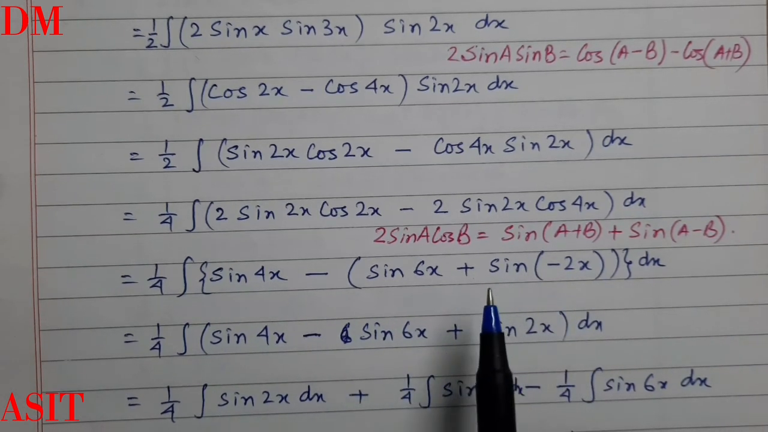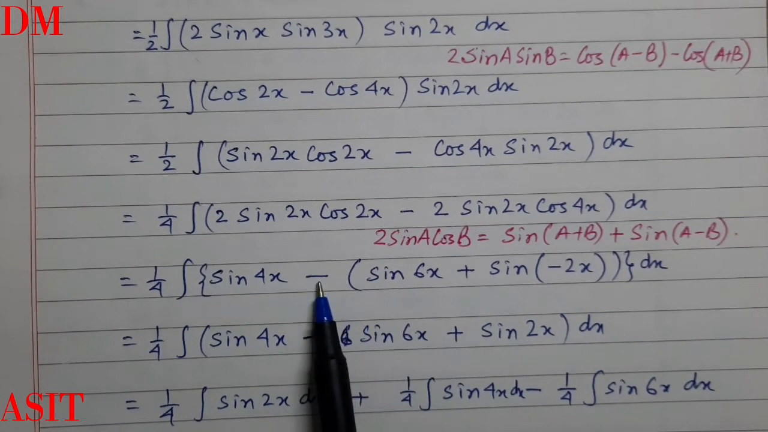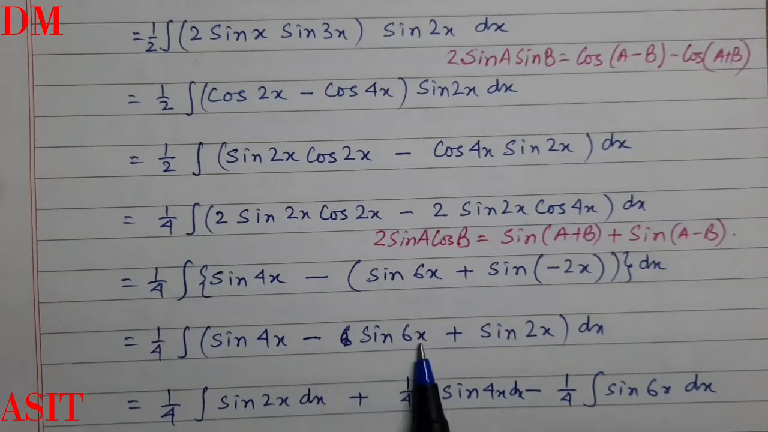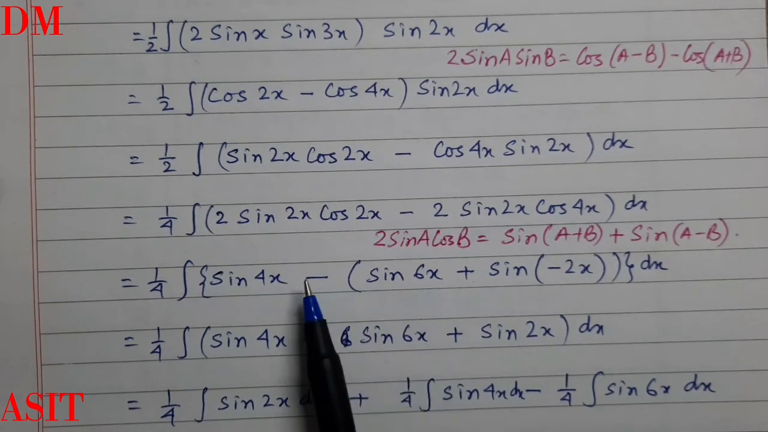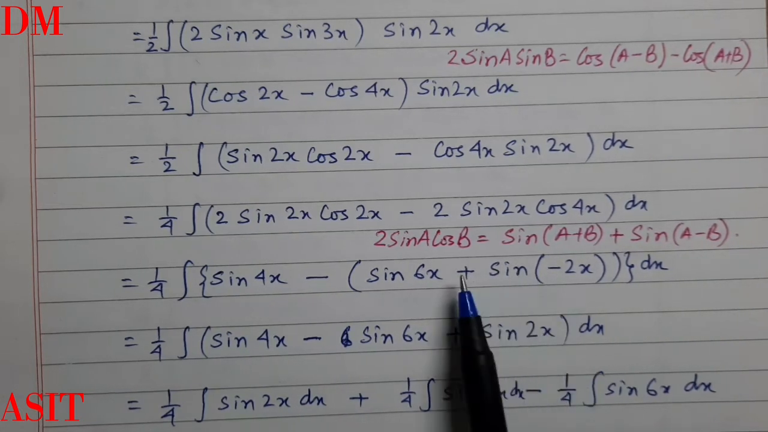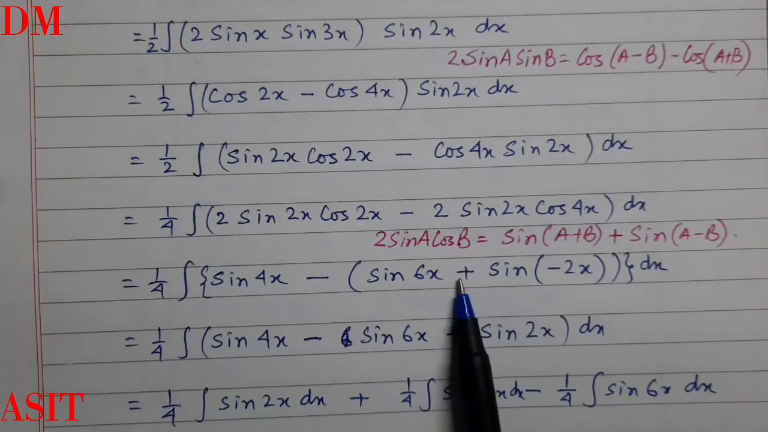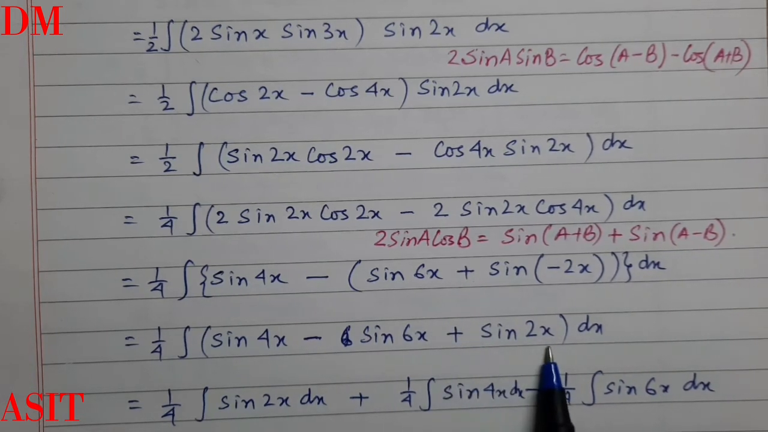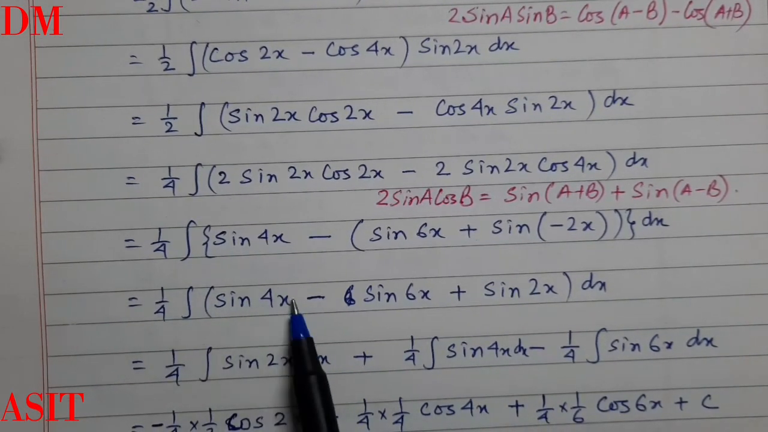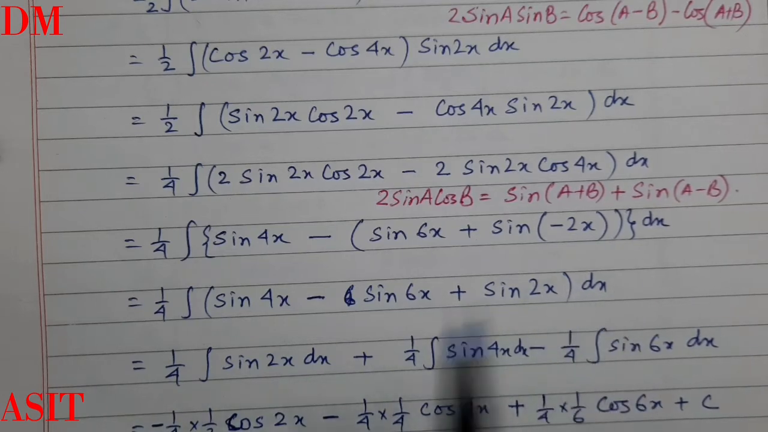Okay, so therefore this is minus. Now if we again distribute this minus inside this bracket, then it will become minus of sin 6x. This minus will come here and minus will multiply with that thing also. Now there is also another minus coming out and this minus is multiplied. So ultimately it will become plus. So that is why plus sin 2x. Okay. So this will be 1 by 4 integration of sin 4x minus sin 6x plus sin 2x dx.